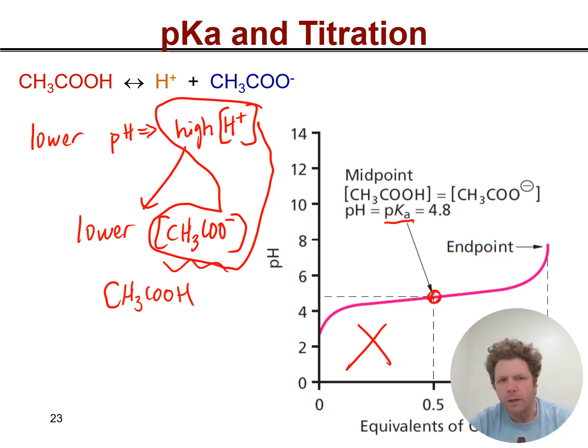Meanwhile, at a higher pH, you would expect to have a low hydrogen ion concentration, so you'd have a lot of these to the right, or at a higher pH.